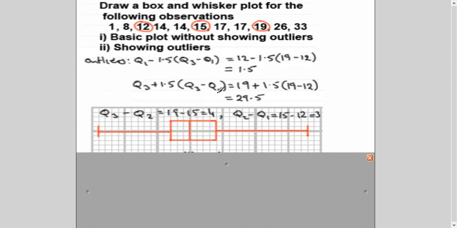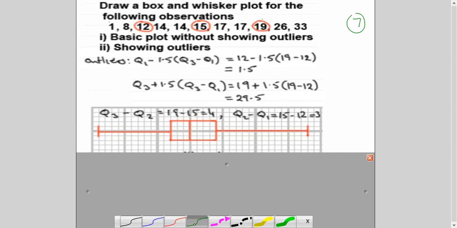So what we are doing here, we are finding out Q3 minus Q1. Can you see Q3 minus Q1? 19 minus 12 is 7. Then you multiply 7 by 1.5, okay? And then you subtract from lower quartile. You get 1.5. Is there a value less than 1.5? Yes, this value. So this is my outlier on the lower side. How will I mark? I'll just show it to you.